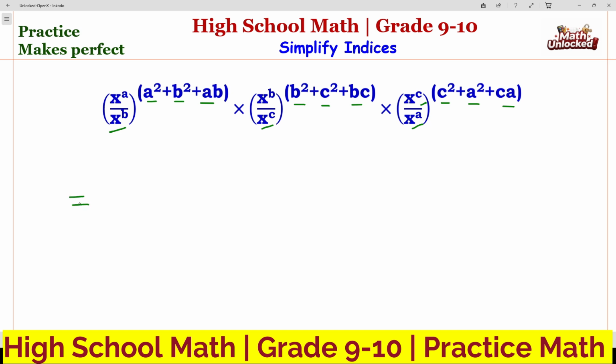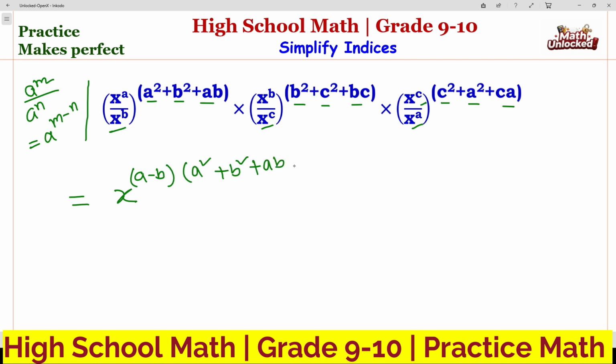Now we know once bases are the same in division, powers will be subtracted. It means a^m ÷ a^n, we can write a^(m−n). So the same thing, we can write x^(a−b), and here is the power a² + b² + ab.